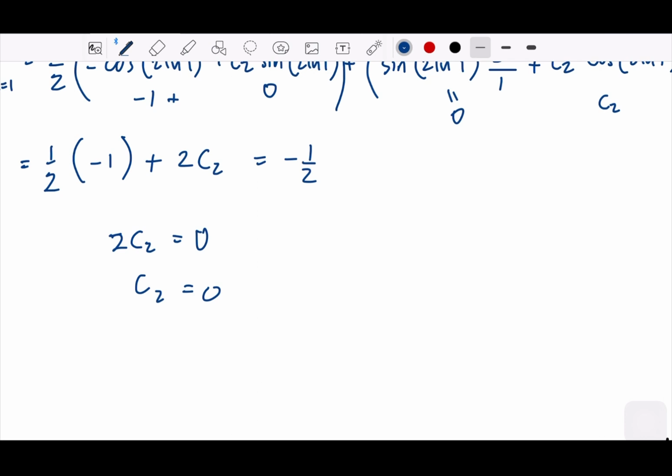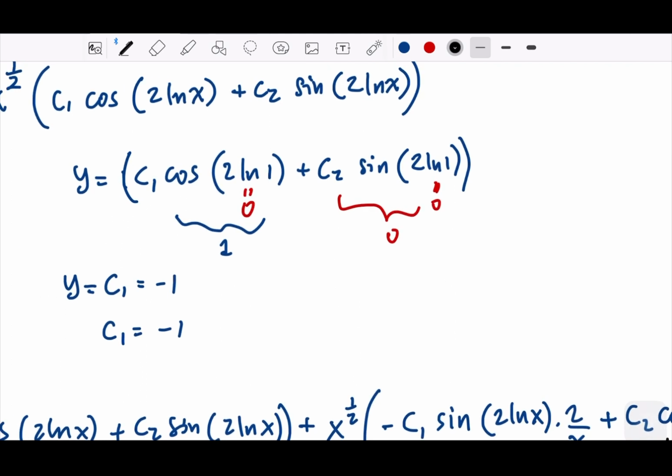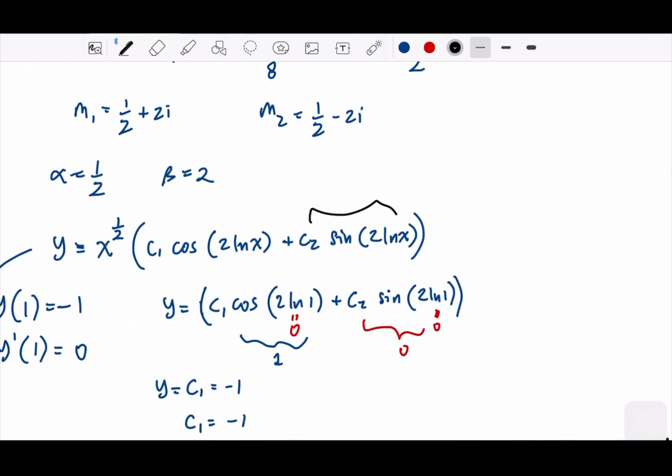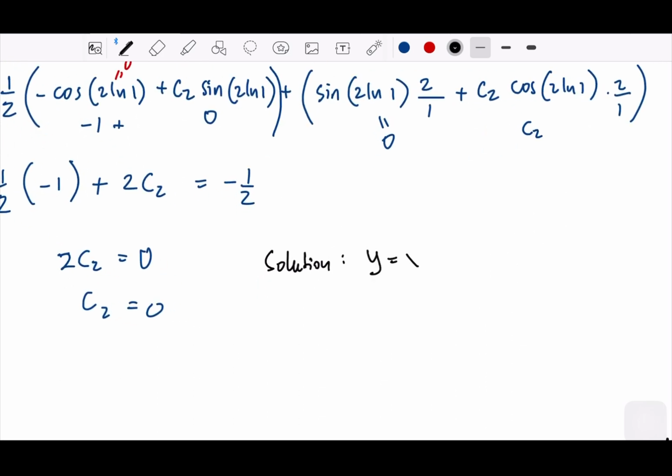Okay, now we could write down the total solution. So c2 is 0, which means that the whole thing here is 0, right? So this will be 0. So our solution, we can write y is x with power of half, and then we could directly write cosine 2 ln x.